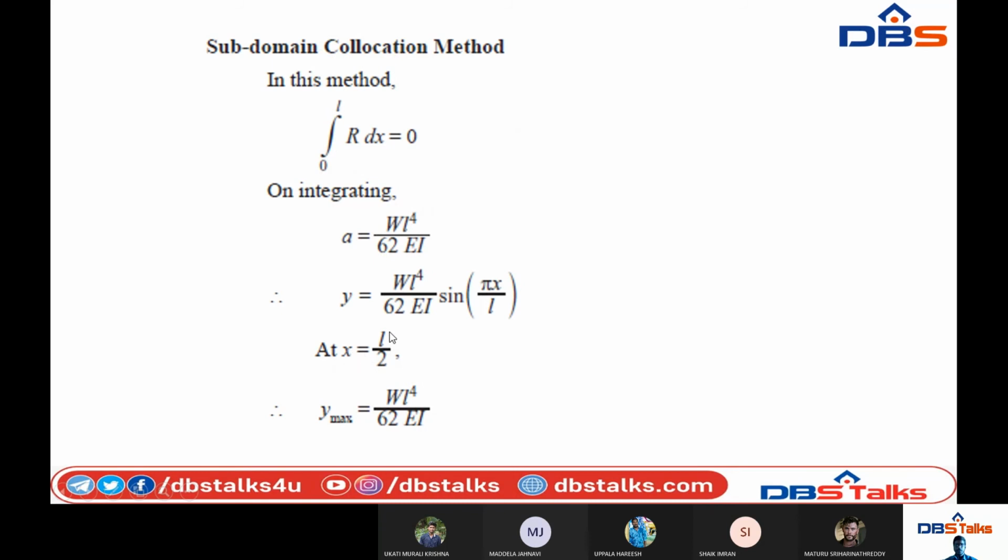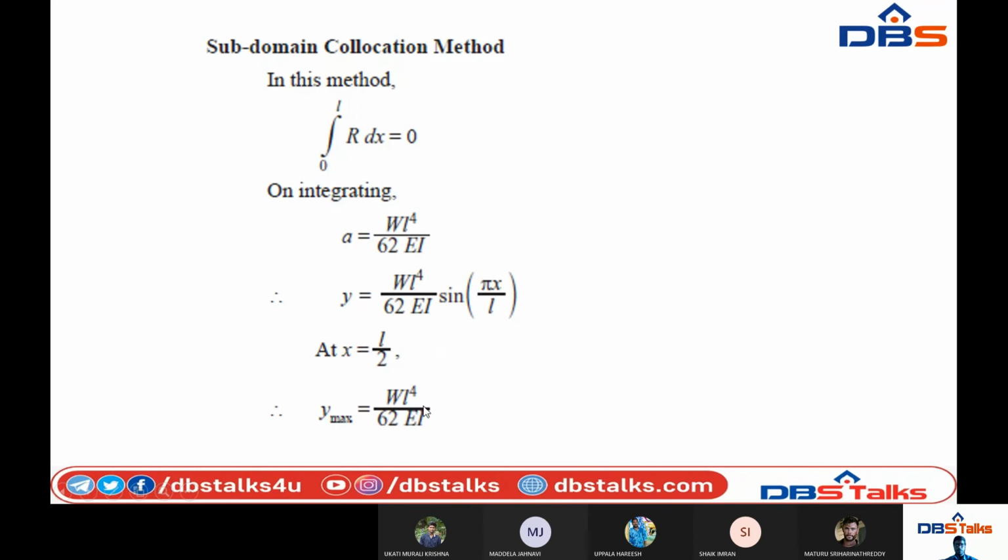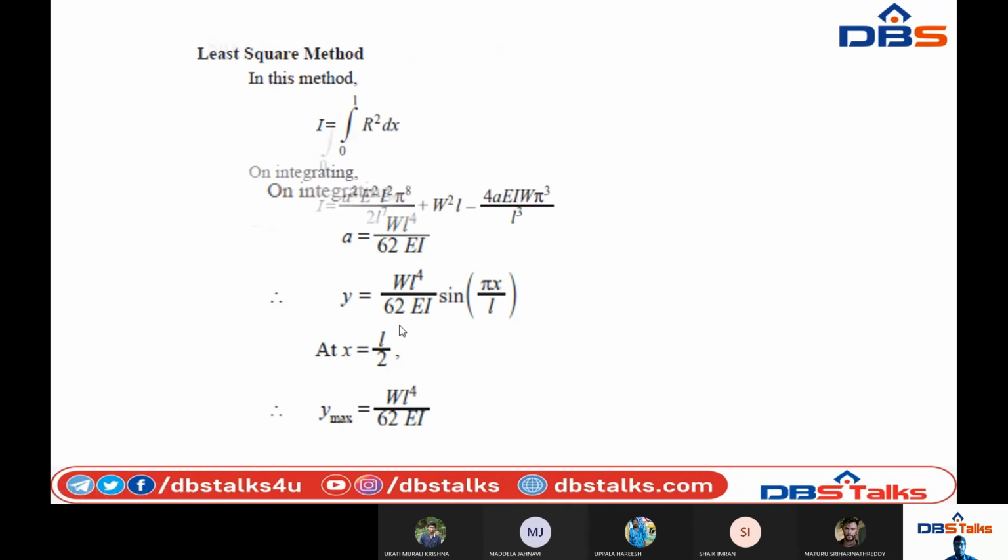At x equal to half, that means the deflection occurs at midpoint. Then the maximum deflection y max will occur at WL power 4 by 62 EI. This is the value of y max, the maximum deflection. In the point collocation method, we get the value of WL power 4 by 97.409 EI. In the subdomain collocation method, y max will be WL power 4 by 62 EI.